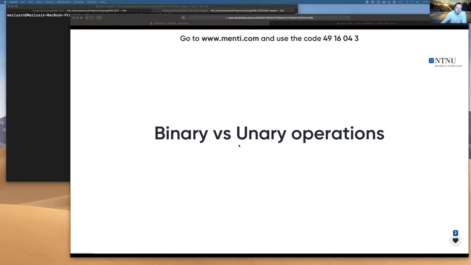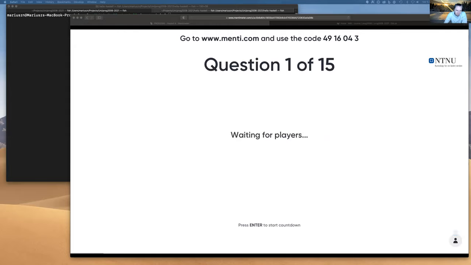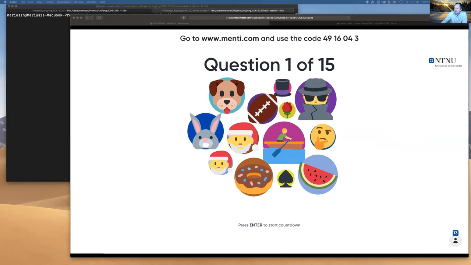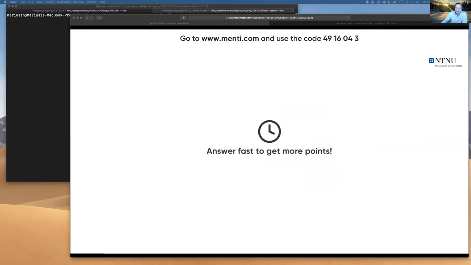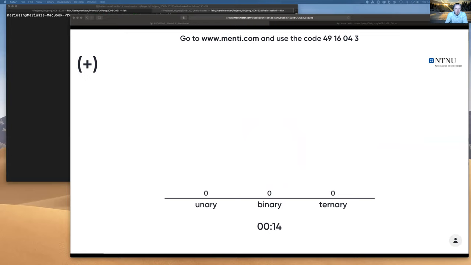But some terms are the same. Binary and unary operation should be pretty straightforward, right? Binary takes two arguments, unary takes one argument, ternary takes three arguments. Those are simple terms. So as a quick quiz to check your knowledge about the previous slide, I'm using the functions from Haskell, which are wrapped in round brackets. So what is this one? It's a plus operator, very simple.